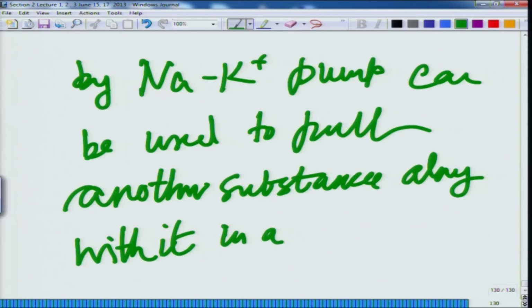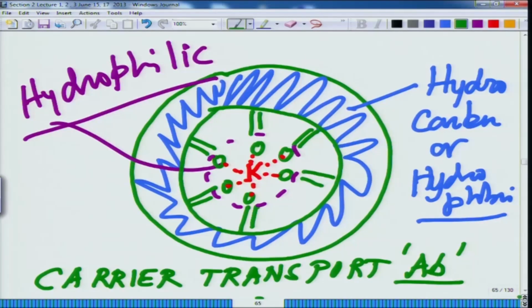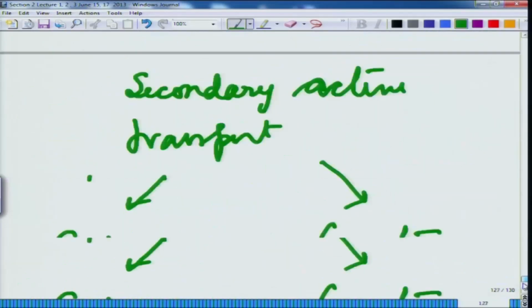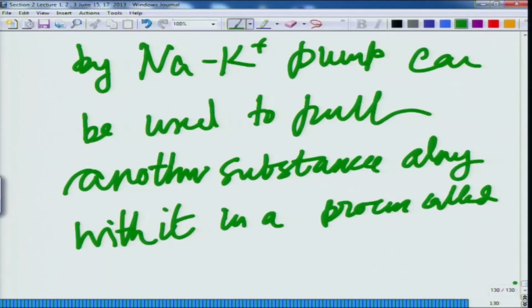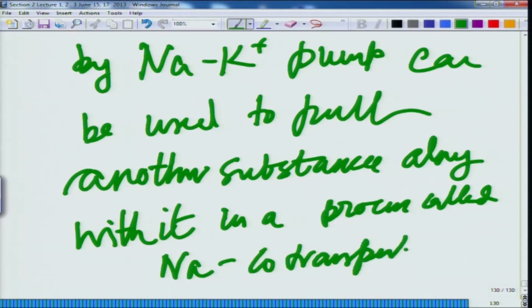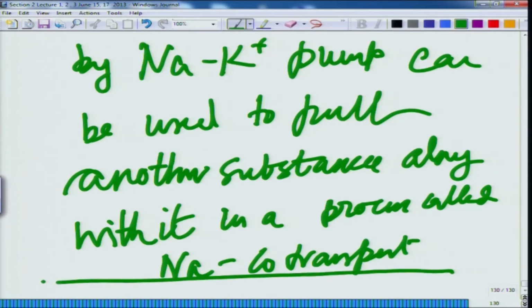In a process called sodium co-transport. Sorry, I just missed the slide, just bear with me. So, along with this, another substance is being carried. Okay. This falls under sodium co-transport. We will come in depth about many of these.